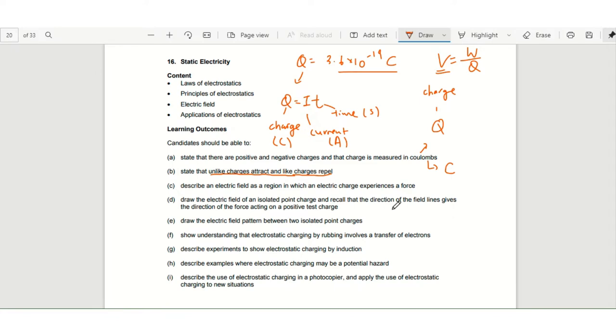When you're drawing the field lines, you always need to draw arrows. The arrow always points away from the positive charge and towards the negative charge, because the positive charge will be attracted to the negative charge. There's a lot of words here, but what I want you to remember is that whenever you draw the electric field lines, the arrows always point away from positive charges and towards negative charges. You also need to be able to draw the electric field pattern between two isolated point charges. So let me show you what you need to draw.